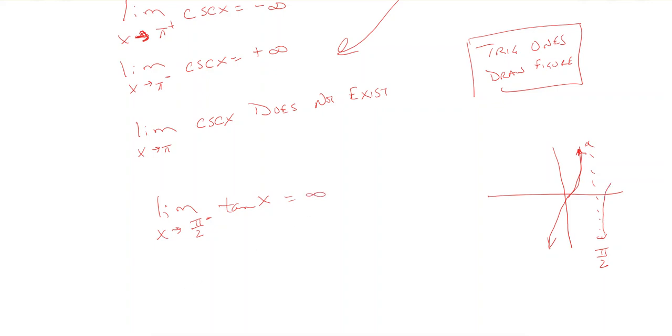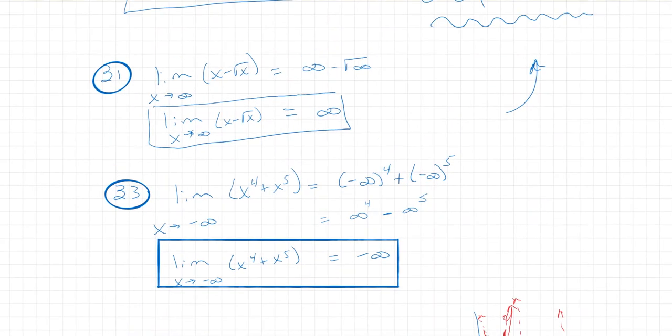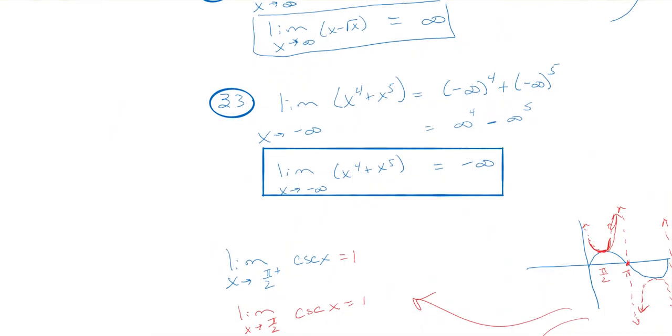Okay, you would need to draw another period to say what it's doing from the right side. Sorry, we already did left side. From the right side of pi over 2, it would be negative infinity. All right, and you can, like I said, draw the figure for the trig ones. You cannot draw the figure from here and get it off of your calculator. I want to see the math. Everybody understand? Okay, so that's the end of section 1.6.